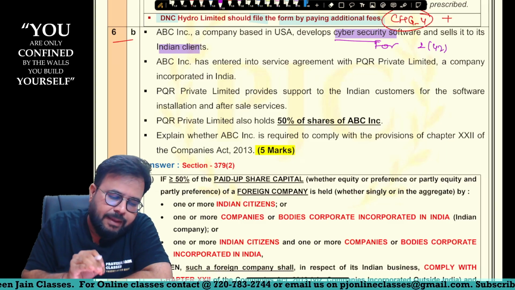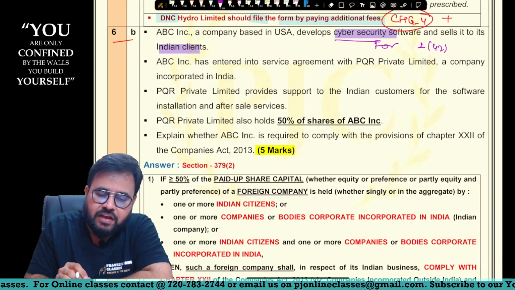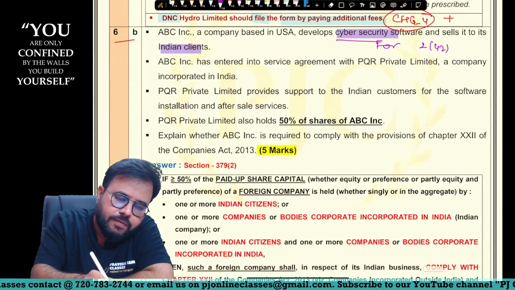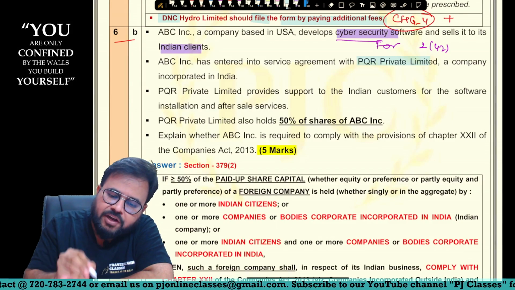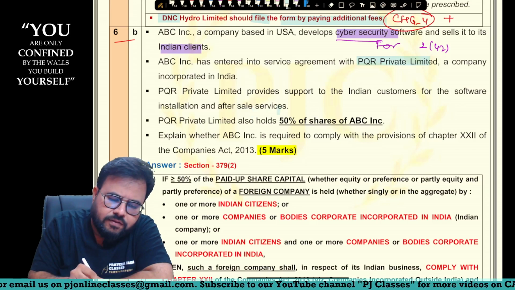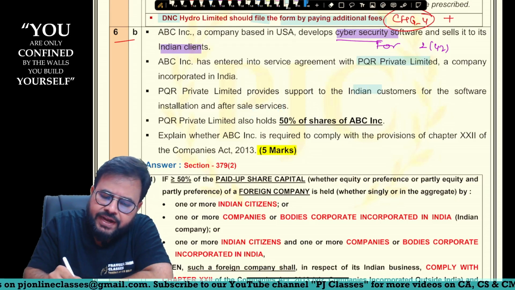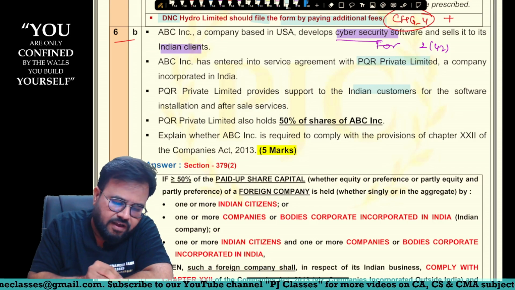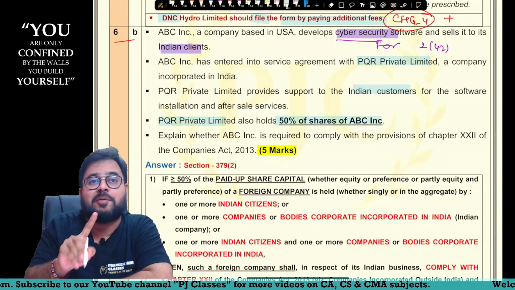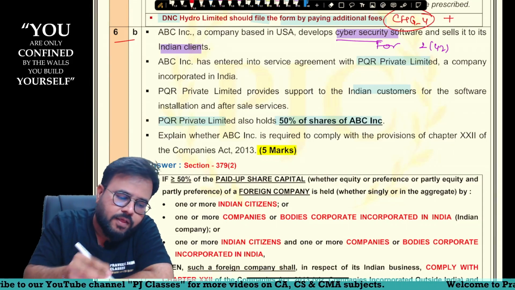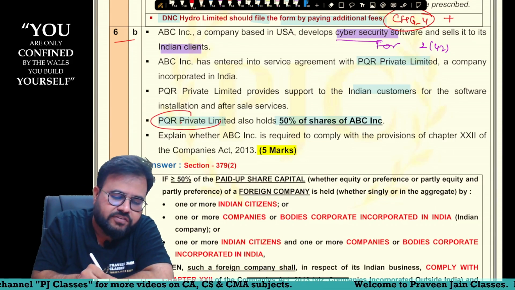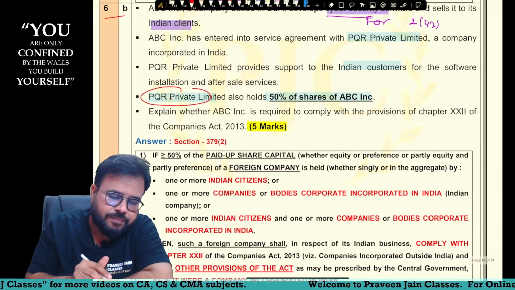Sir. ABC Inc. has entered into a service agreement with PQR Private Limited, a company incorporated in India. PQR Private Limited provides support to Indian customers for the software installation and after sales service. PQR Limited also holds 50% shares of ABC Inc. Wow. So can I say you are a foreign company? In that foreign company, who is holding shares, sir? An Indian company is holding the shares, sir.